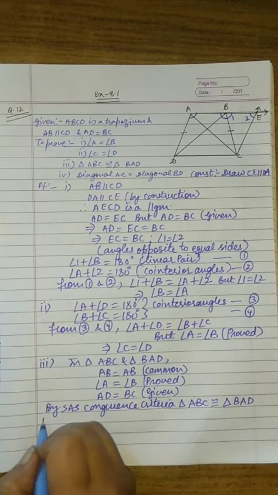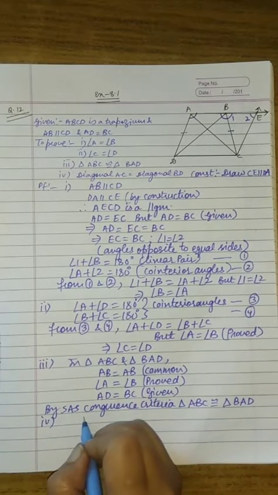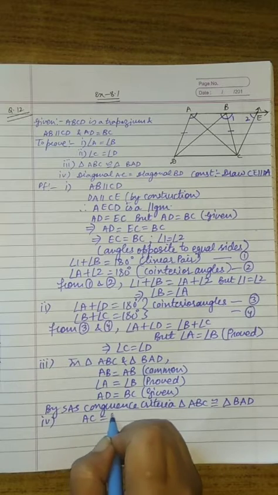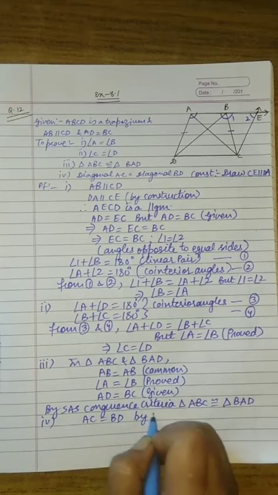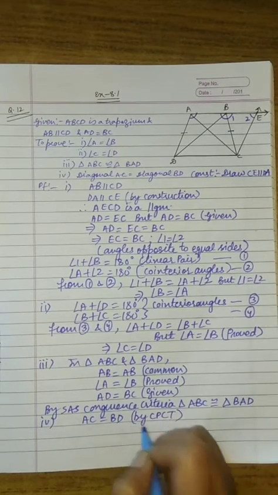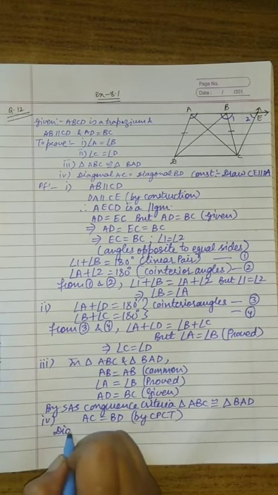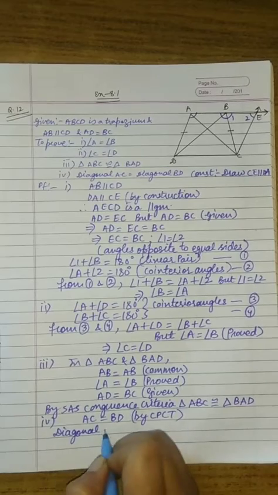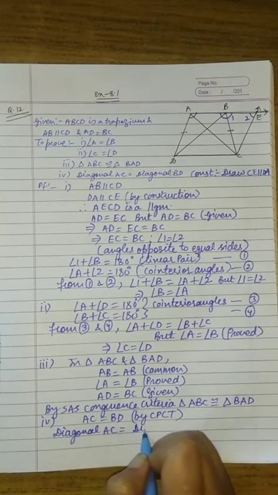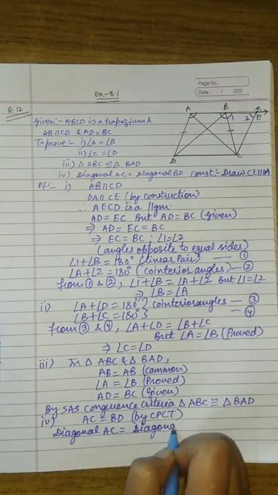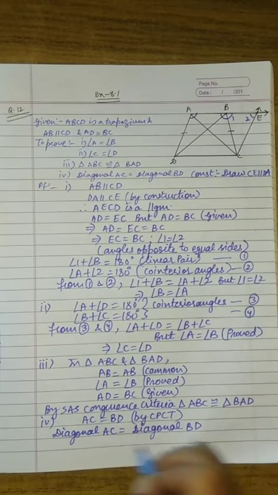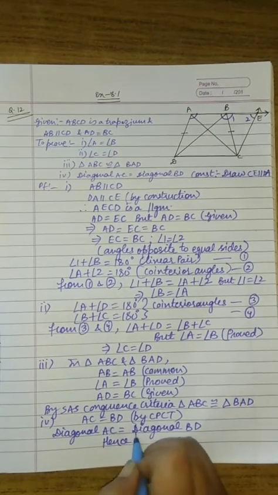Now fourth part is, now AC is equal to BD by CPCT. So AC is equal to BD by CPCT. You can say diagonal AC is equal to diagonal BD. Hence proved.